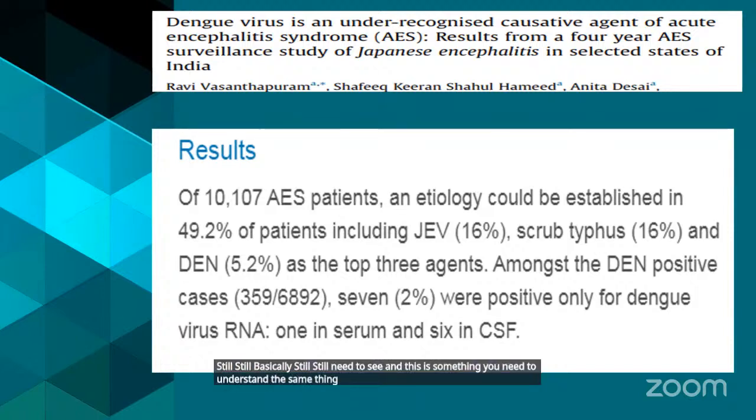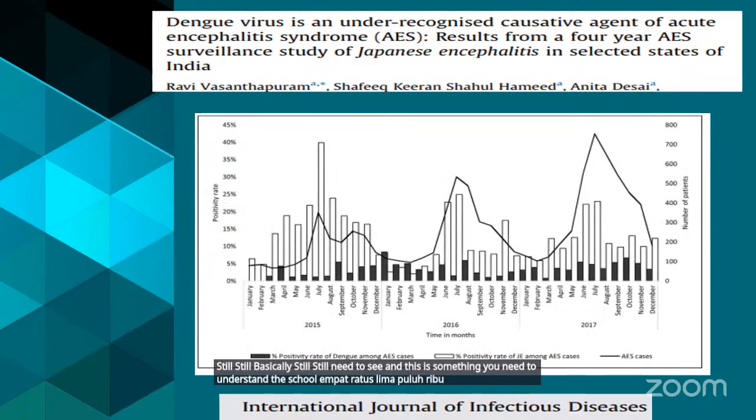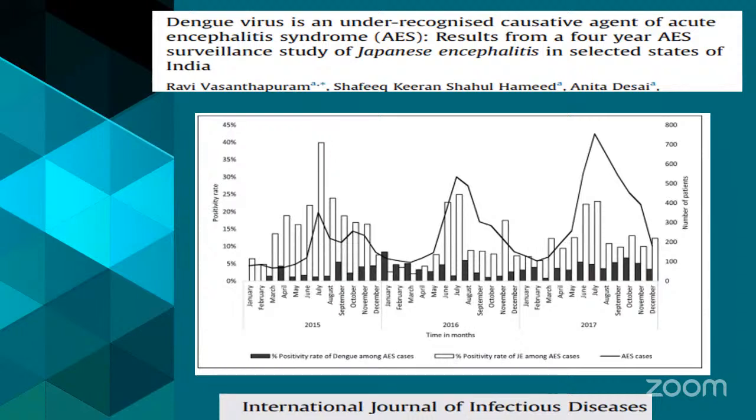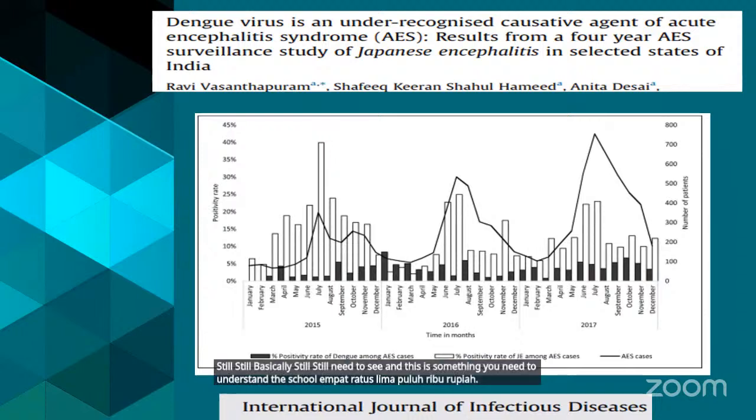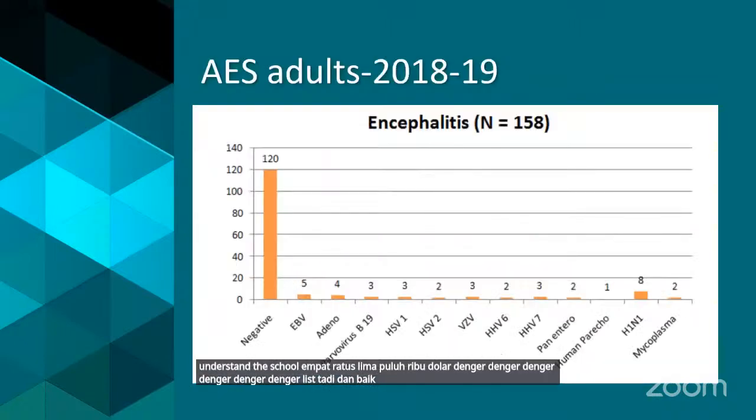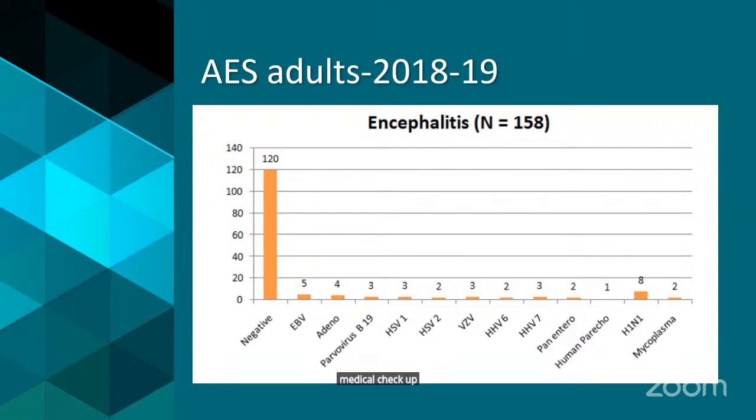Another interesting aspect is that the third top pathogen happened to be dengue encephalitis. So JE, scrub, and dengue happen to be the commonest causes of encephalitis as per the study done by the NIMHANS team. And when we look at our own data, that is Trivandrum Medical College data, in 2018-19 we had around 158 cases of encephalitis. We could identify the etiology in only around 25% of the cases, and the commonest happened to be influenza-associated encephalitis.